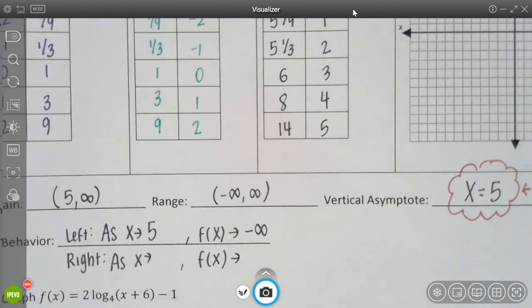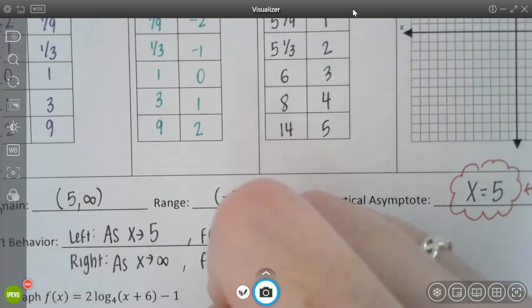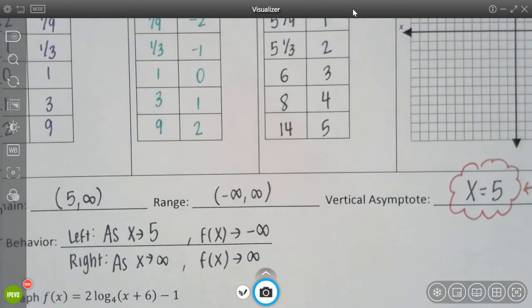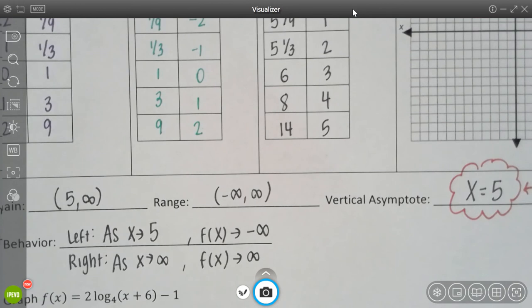And what do you think we'd say about our right side? Yep. Yeah, both of them are going to be positive infinity. So as x is approaching positive infinity, our f of x is also going to be approaching positive infinity.